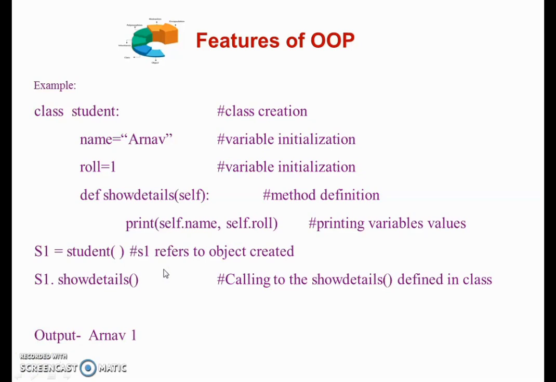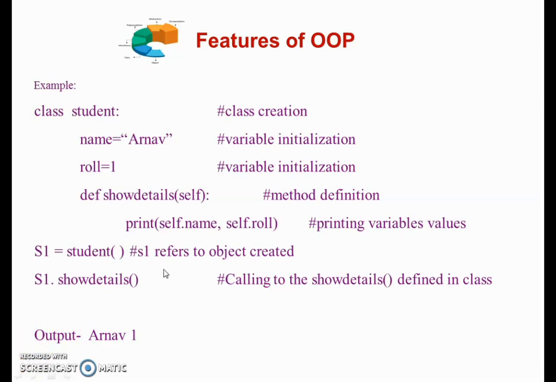Then I defined one user defined method or function by using the self parameter, which is the default argument for the instance methods. Those are used inside the class. The self parameter itself is an object. So in this method I just want to print the values of these two data members by using the syntax print self.name and self.roll number, which will print the value of name and roll number.